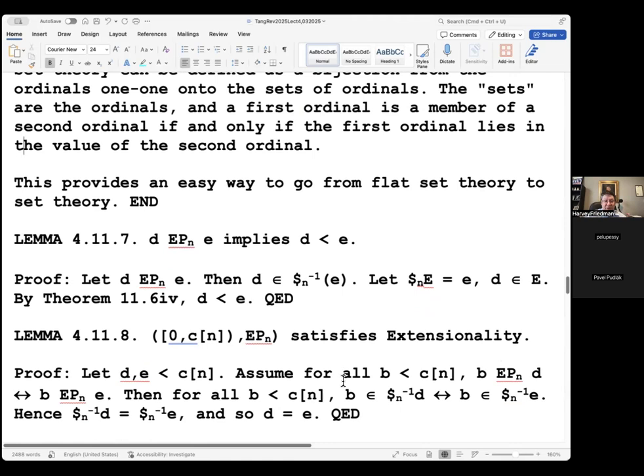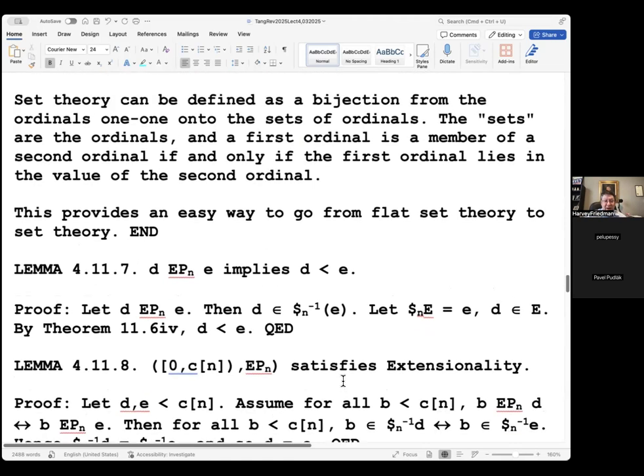So that's what we use here. It really avoids a lot of complication when doing this. A bijection from the ordinals onto the sets of ordinals, not classes of ordinals. That would be Russell's paradox. We would stay away from that.